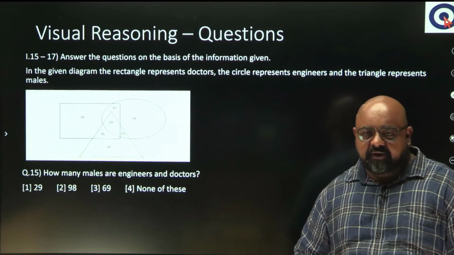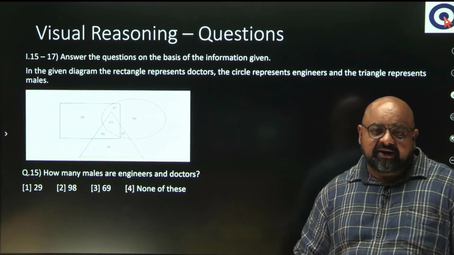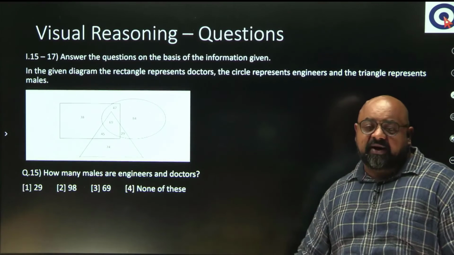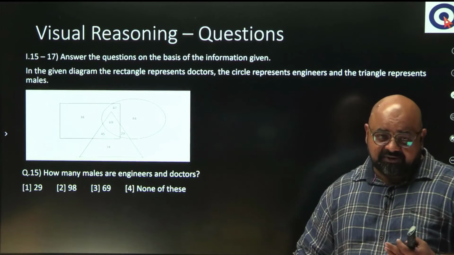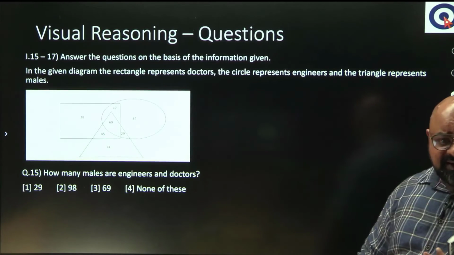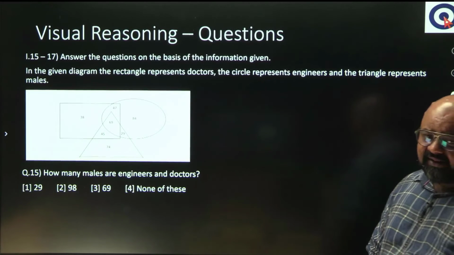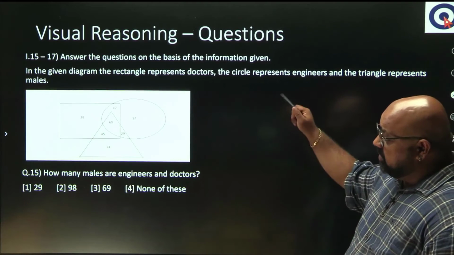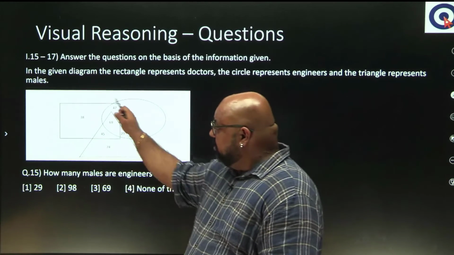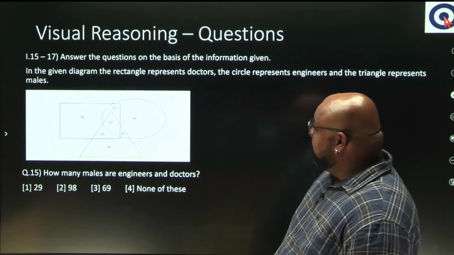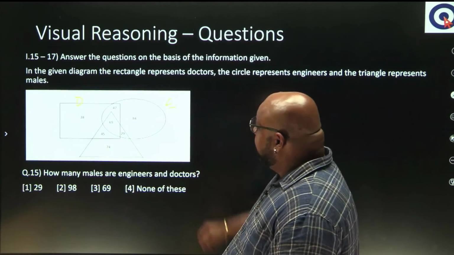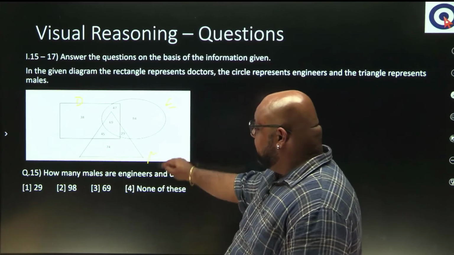A lot of the exams repeatedly ask questions on visual reasoning. So I just listed some of the types of questions that you can expect. One is a Venn diagram based problem. Typically here you're just spotting the numbers and finding the answers. For example, it says in the given diagram the rectangle represents doctors. So these are doctors. The circle is engineers, doctor, engineer, and the triangle is male.